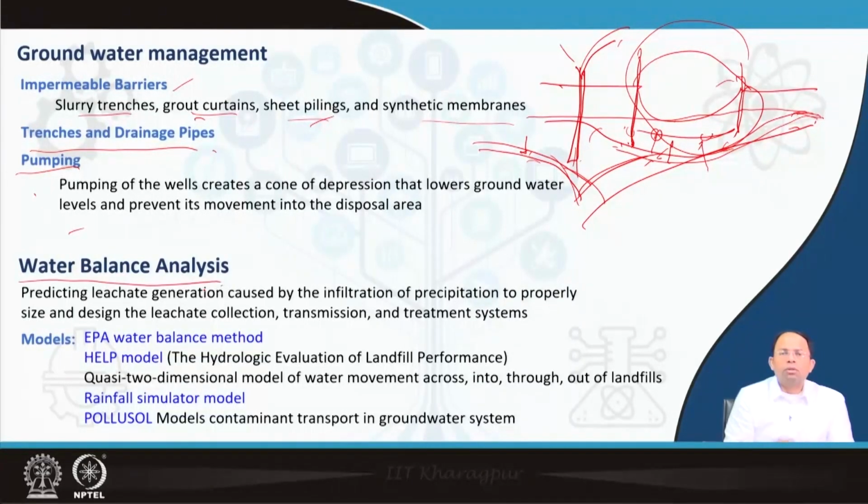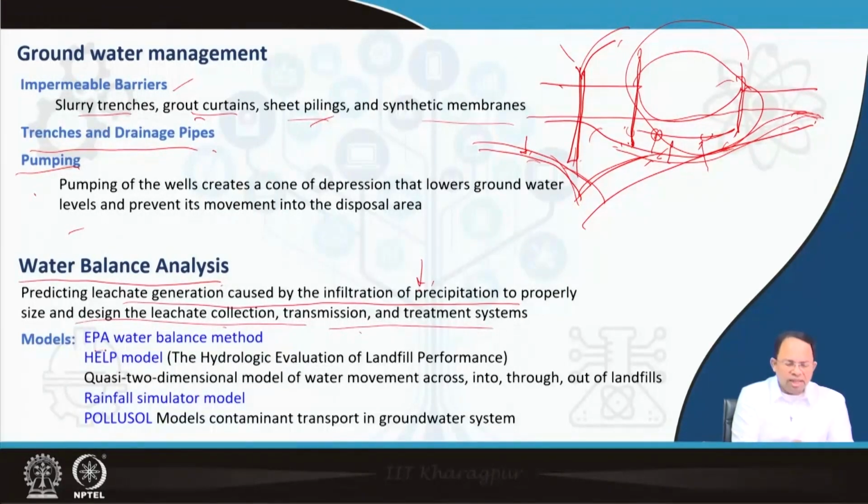So we need to do a very detailed water balance analysis for a landfill site. Again, we will not go into the details for this, but understand that the goal of water balance analysis is predicting leachate generation caused by infiltration or precipitation, to properly size and design the leachate collection, transmission and treatment system. So to design this system, we need to estimate how much leachate is generated. It is not only the moisture that goes in from outside, but also the moisture that is already in the waste. Many other parameters have to be estimated.